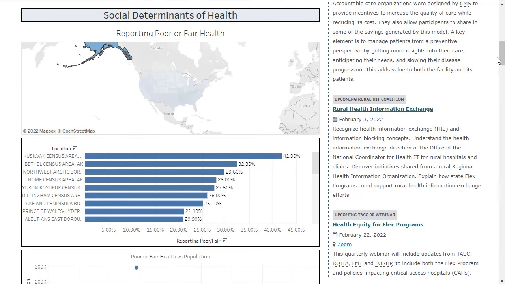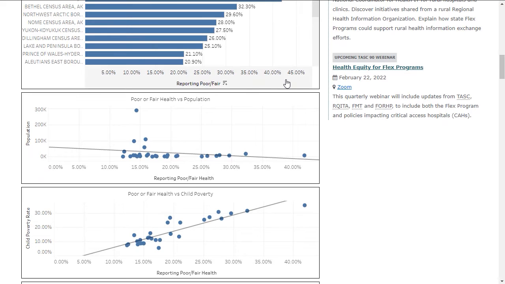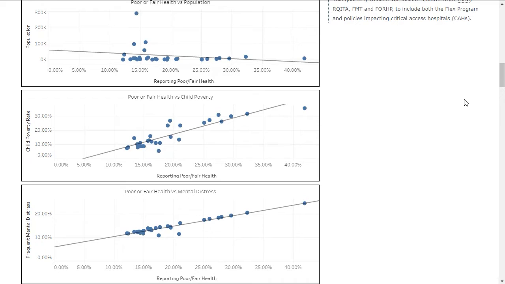If we scroll down further, we can see the population that's reporting poor or fair health and compare that to the overall population of that county. So we can see if there's a relationship between poor or fair health and the size of the population for that county. Next, we take a look at poor or fair health reporting versus child poverty.